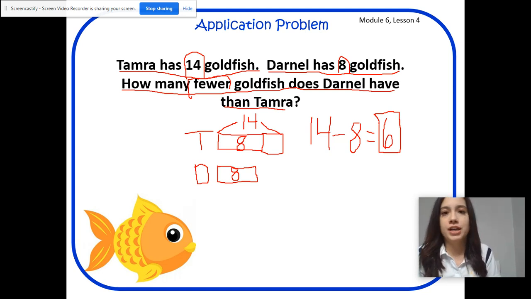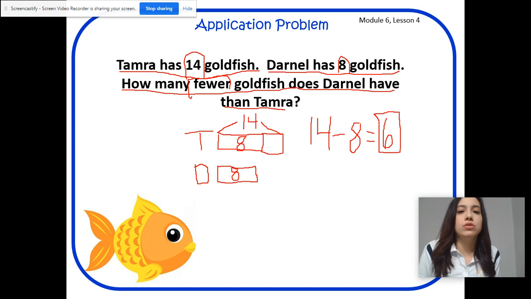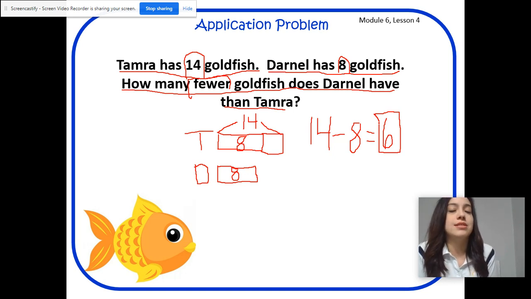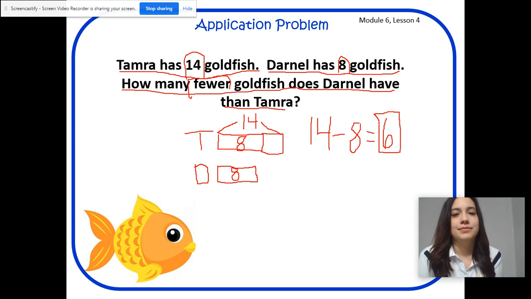We cannot forget about our statement. So let's answer the question using words. It says, how many fewer goldfish does Darnell have than Tamara? Say the statement out loud. Get ready? Very good. So let's go ahead and write it now.